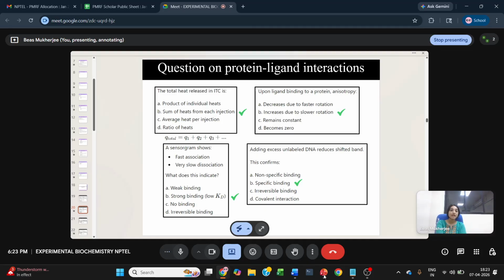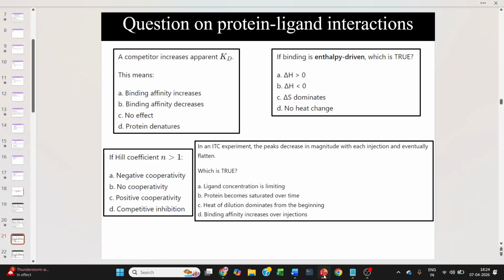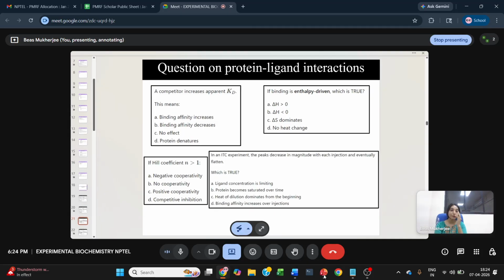The next one, adding excess unlabeled DNA reduces the shifted band. That tells you that the binding is very, very specific. So to confirm the specificity of binding, this process, competitive EMSA, is actually performed. Correct? Now we have a few more questions.